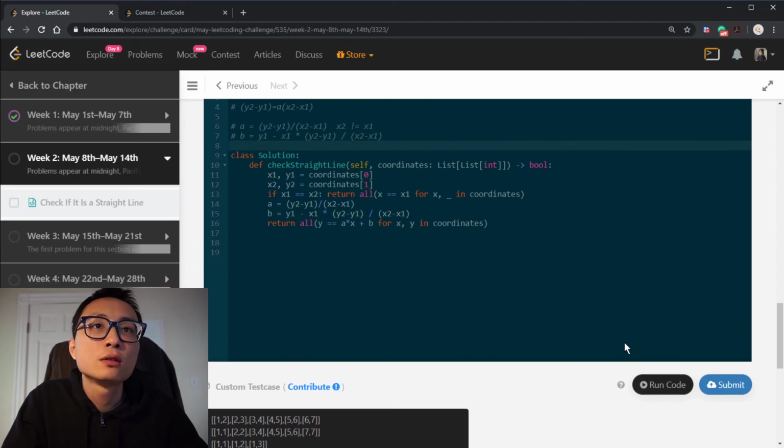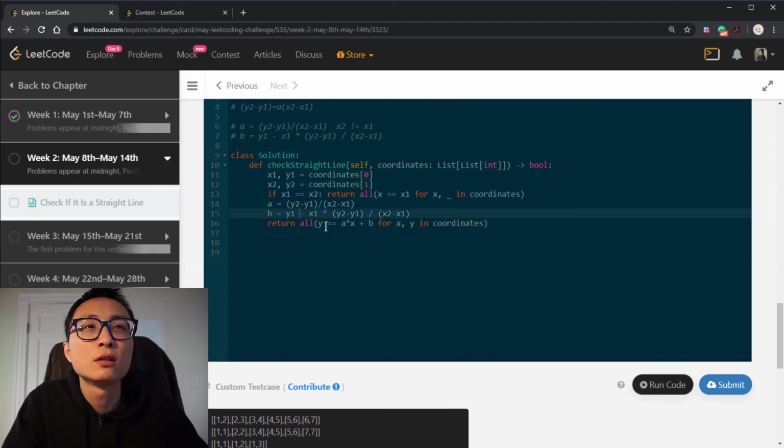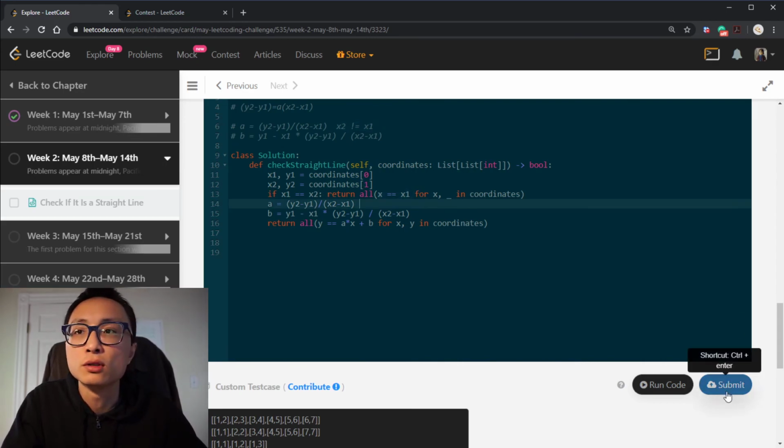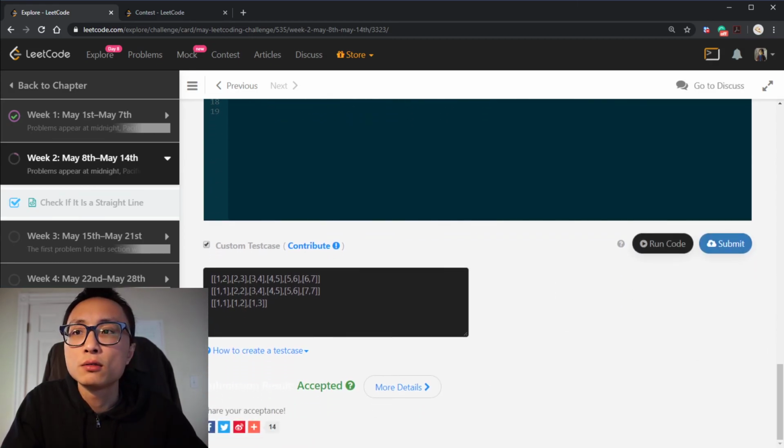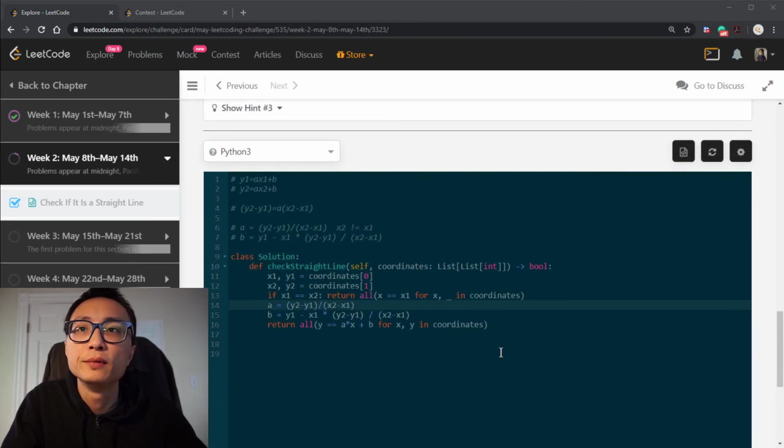So this is the solution. Just grab two points, work out the slope and the intercept, and check all the remaining points. If any one of those points is not on this line, we return false. In the case that the line is parallel to the y-axis, we're just going to check that all the x should be the same. So that's the solution. It's pretty easy, straightforward. All right, so that's the question. Pretty easy.